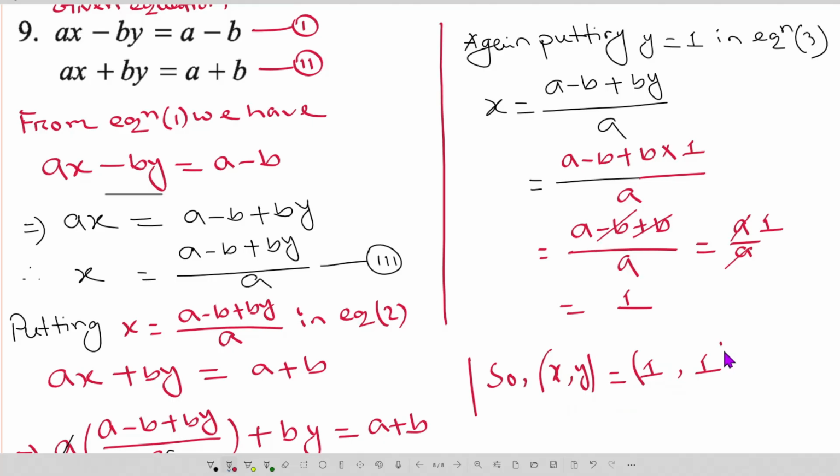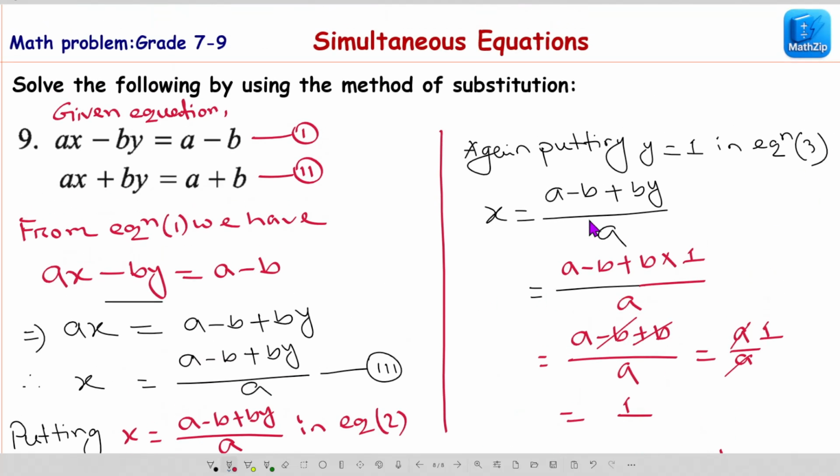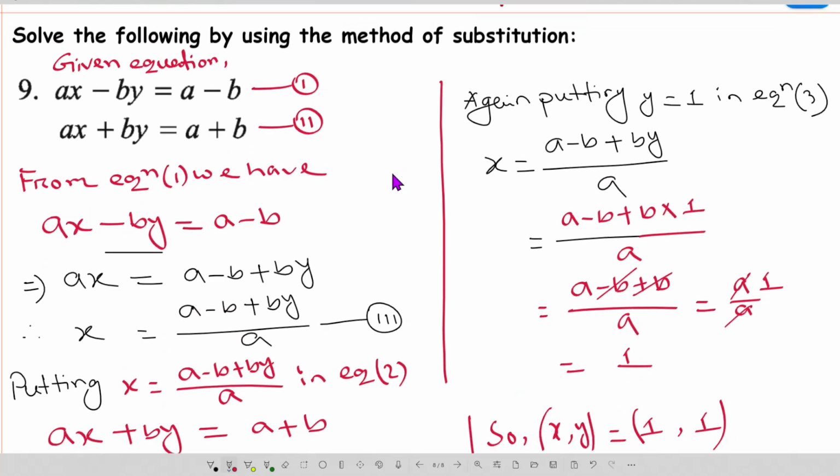So no more today. We were trying to solve number 8 and 9.